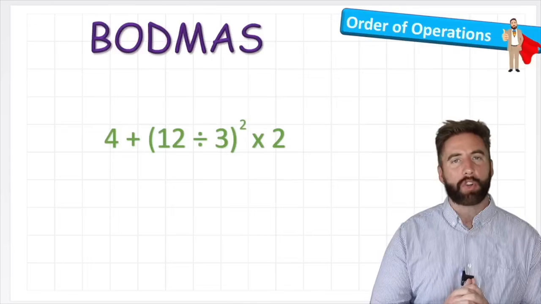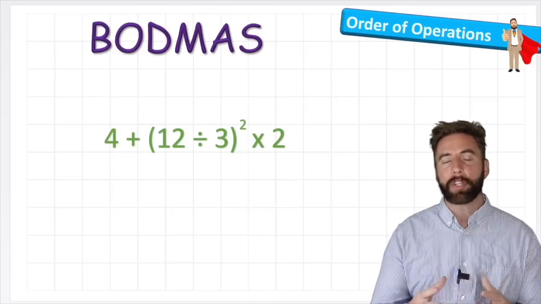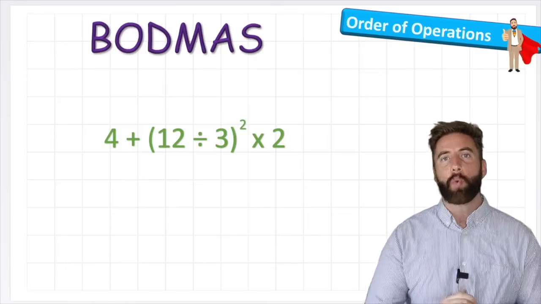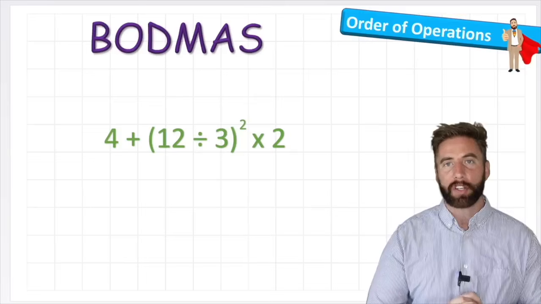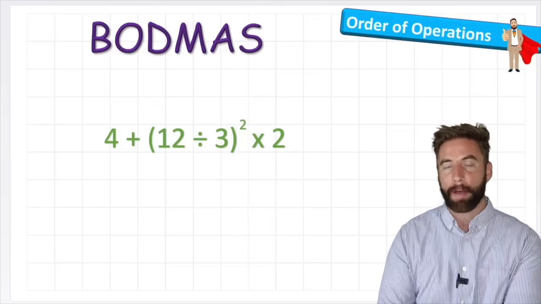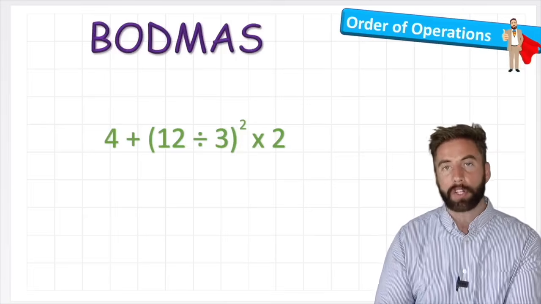Okay, so what is the order of operations? Well, the order of operations is a mathematical principle, meaning the order that we need to do operations within a mathematical question. And we have this little term BODMAS to try and help us remember what order that is in. So let's have a look at this question that we've got in the middle of the screen here.